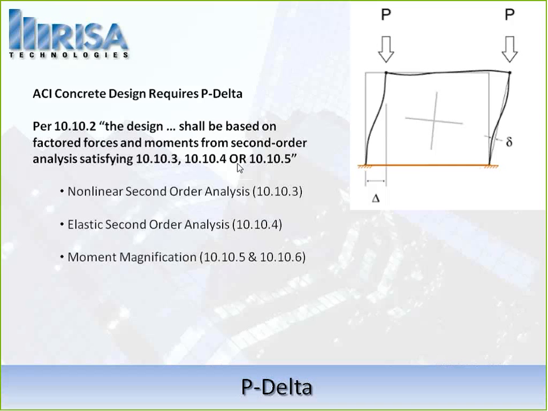And then we have the moment magnification. So when we refer to P-delta, or what we call big P-delta effects, that would be the elastic second-order analysis satisfying 10.10.4. The other part of the code, 10.10.4, refers to the little P-delta as well, requiring that as well. And we do that portion of it using this moment magnification. So you're satisfying the ACI requirements of the P-delta by doing both these methods here.